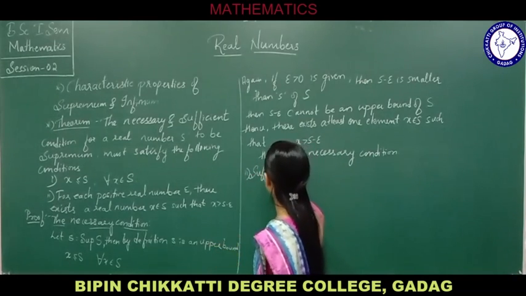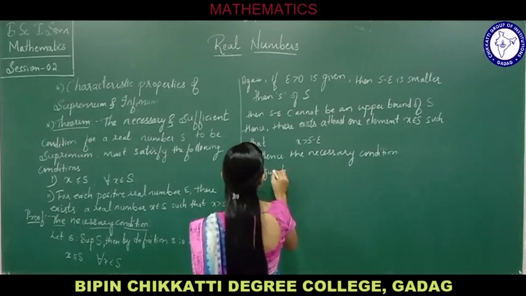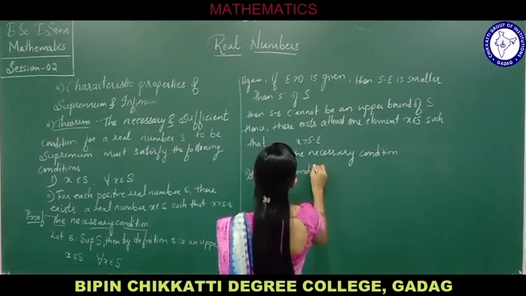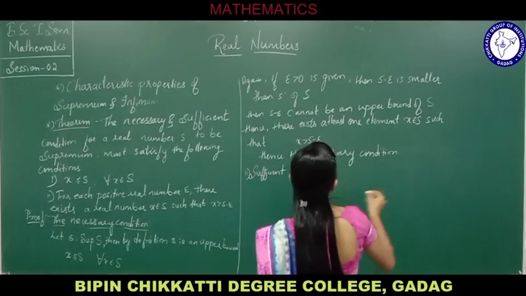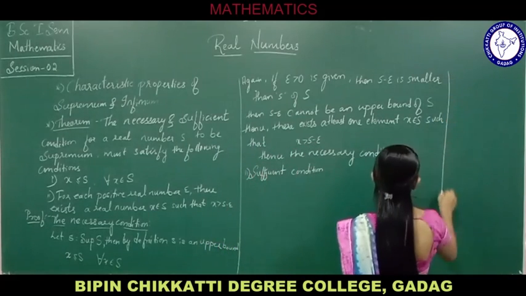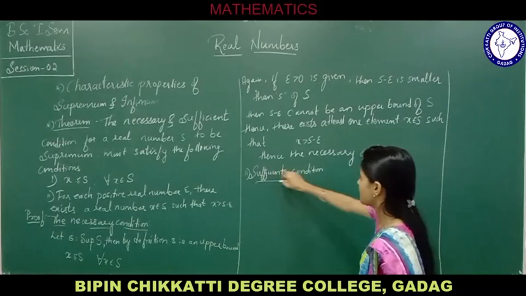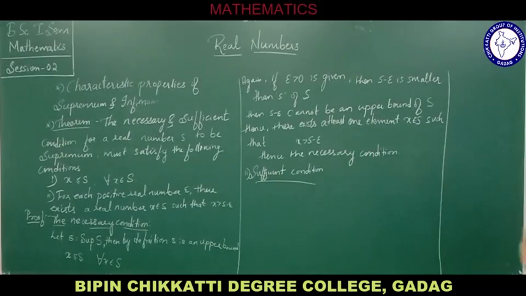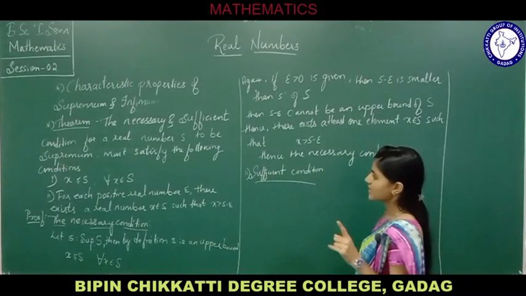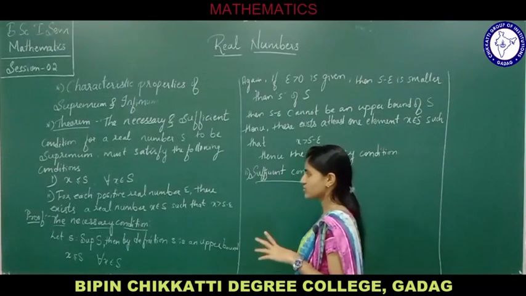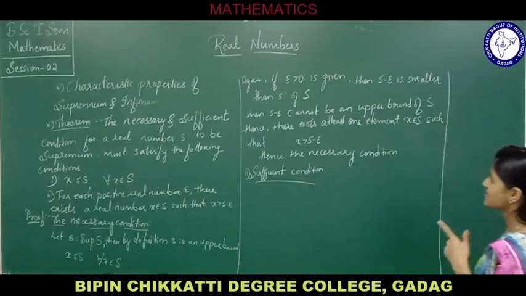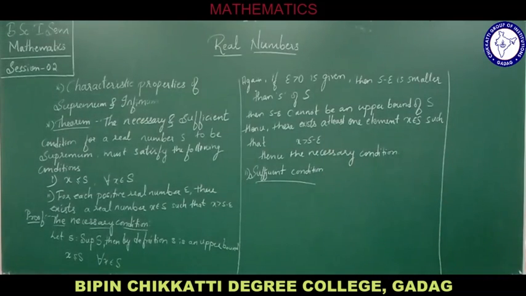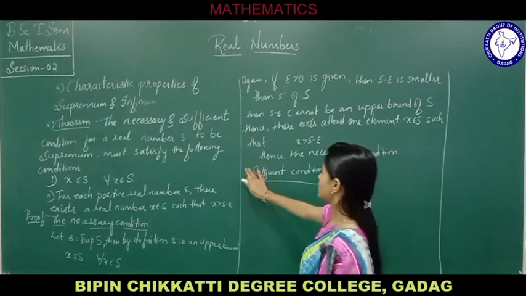Right now, we have proved the necessary condition, right? How are we going to prove this sufficient condition? What is the condition given? For each positive real number epsilon, there exists a real number x belonging to S such that x is greater than S minus epsilon. We proved the necessary condition. Now we are going to prove the sufficient condition.